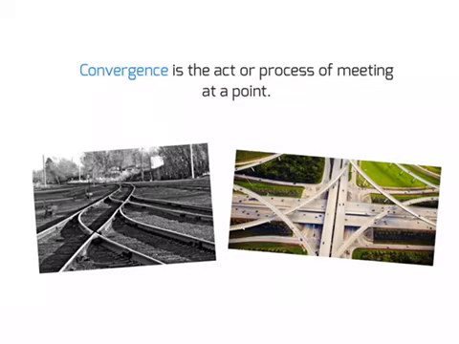So here are some other pictures or examples of convergence. We have some train tracks, and the different train tracks are meeting at the same point, so they are converging. And then we have a picture of a bunch of different highways that are converging, and they're meeting at different points.